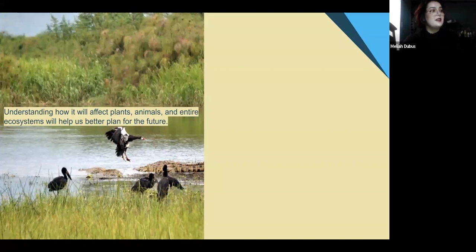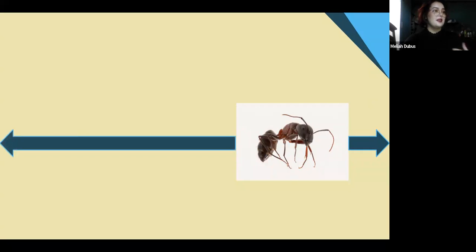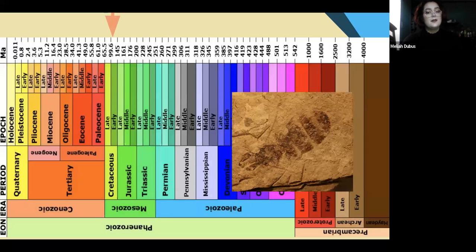Understanding how it will affect plants, animals, and entire ecosystems will help us better plan for the future. So we study the ant, and we study its future. But to study its future, we need to study its past. Ants first evolved during the early Cretaceous period, but they first really exploded during the late Miocene.